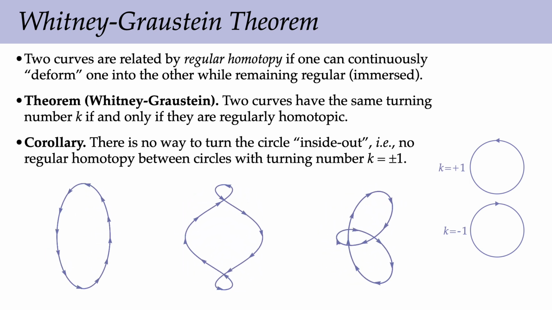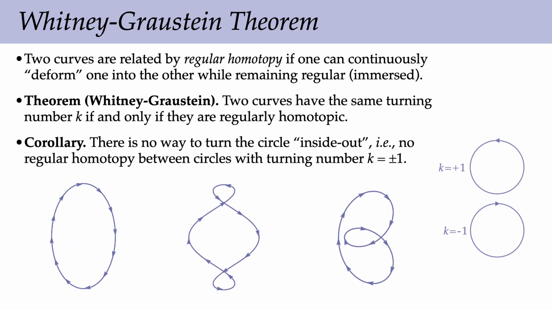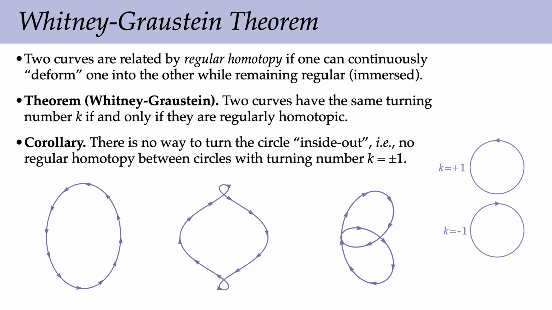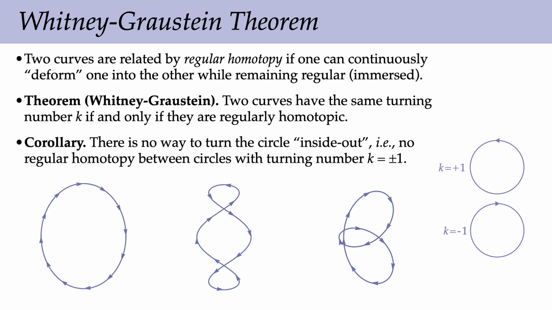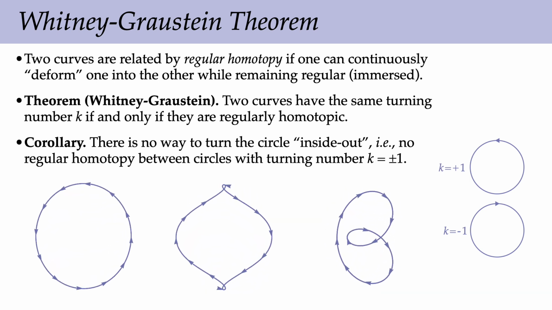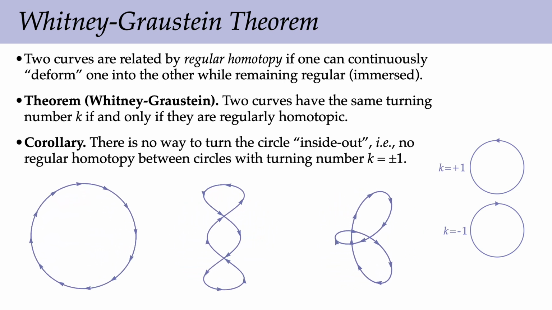Right? And you know that well because of Whitney-Graustein. I haven't proven this theorem, but if you believe this theorem, you should definitely believe the corollary. There's no way to turn the circle inside out. Of course, you could just lift the circle up out of the plane and flip it over and put it back down. That would reverse the orientation. Okay? But this theorem is really about curves in the plane, curves that remain in the plane.